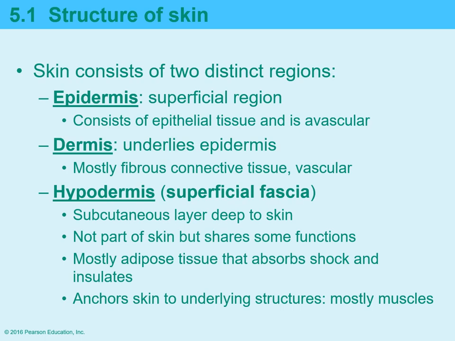Now, deep to the dermis, so right below it, is the hypodermis, sometimes referred to as superficial fascia. This is oftentimes also referred to as the subcutaneous layer because it's below the skin. It's not technically part of the skin, but it's always included with it. It does share some of the functions for it. It's mostly composed of adipose tissue, which acts as essentially a shock absorber and an insulation layer. It does help to anchor the skin to the underlying structure, which in most cases is going to be muscle.